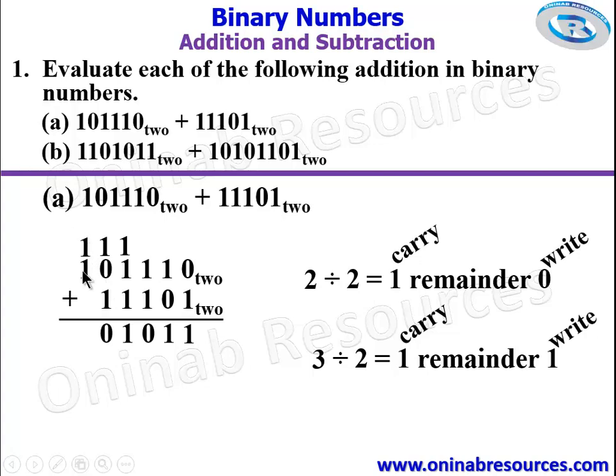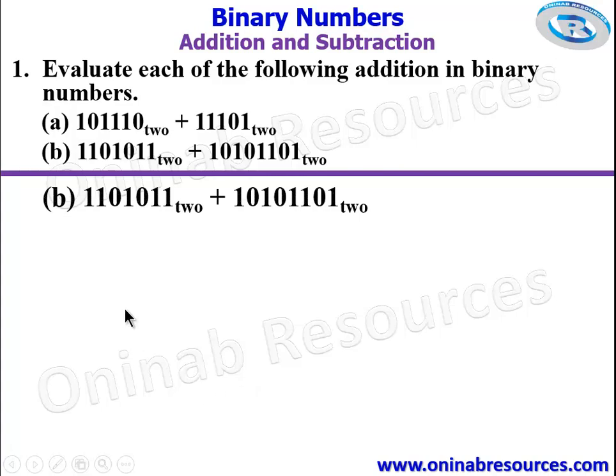And the same way, 1 plus 1 will still give us 2. We write 0 and carry 1. Since there is nothing to be added to this one, we return the 1. And that gives the sum of 101110 base 2 plus 11101 base 2 as 1001011 base 2. So that's all for problem 1A.